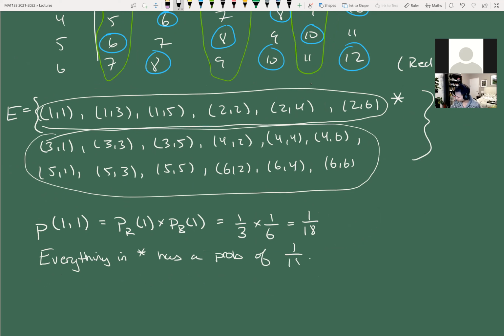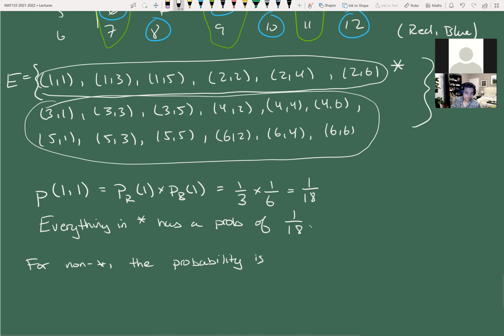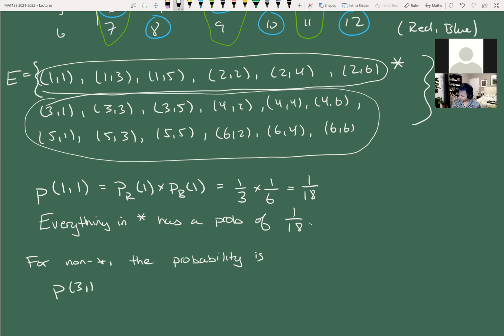Okay, how about the non-star group? So if you're not in the star group, what's the probability? All right, if you're not certain, you can do an example, right? Probability of 3, 1. Probability of the red die is 3 times the probability of the blue die is 1. Yeah, great. So 1/12 times 1/6, which is 1/72.